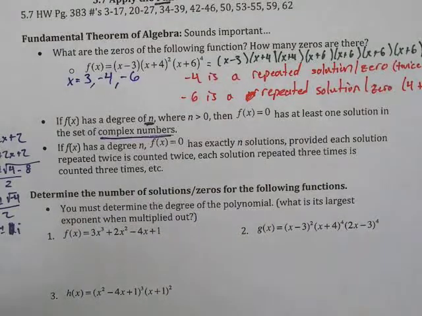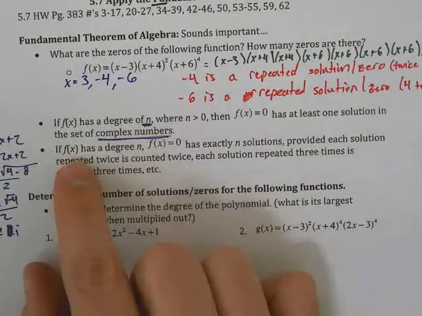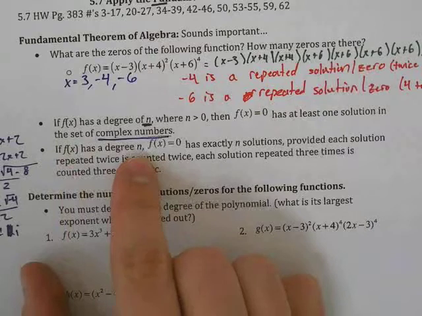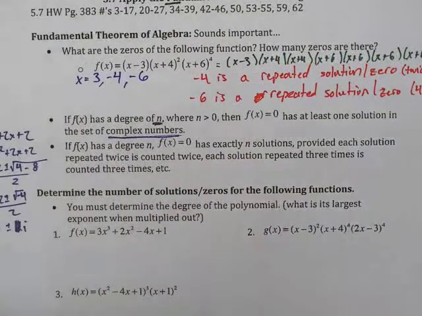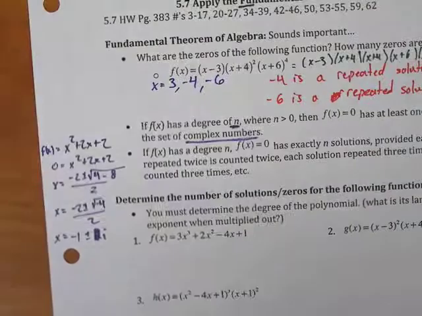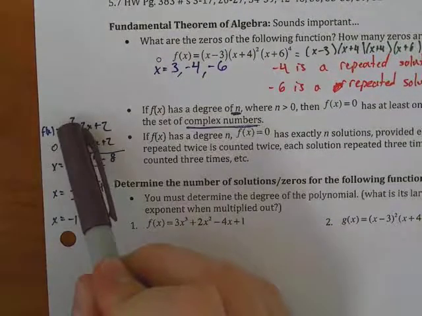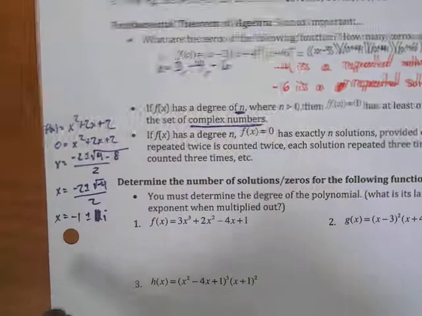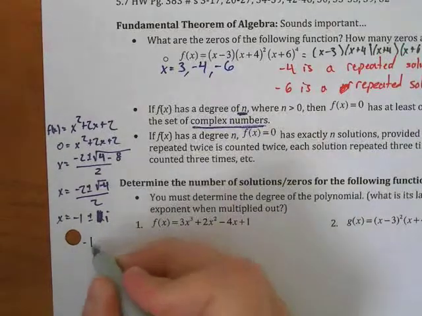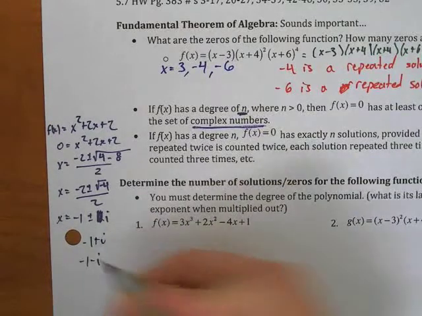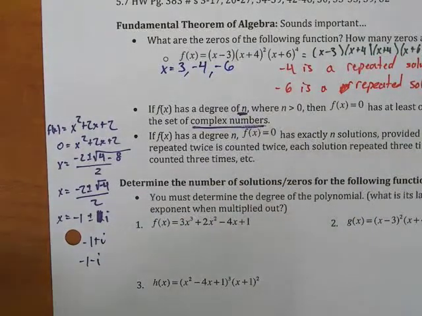Now, more specifically, the fundamental theorem of algebra says that if you have a polynomial function with a degree of n, then it has exactly n solutions or zeros. Okay? And that's more specific than before. All right, think back to this. This one had a degree of 2, and the fundamental theorem of algebra says that it has to have exactly 2 solutions, or 2 zeros. And you'll notice we had 2. -1 plus i, -1 minus i. 2 solutions there. They're imaginary, but they're definitely solutions.